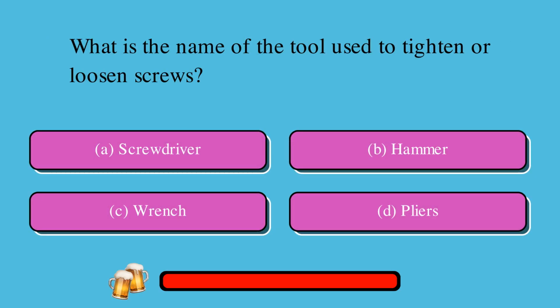What is the name of the tool used to tighten or loosen screws? A. Screwdriver, or B. Hammer, or C. Wrench, or D. Pliers? The correct answer is A. Screwdriver.